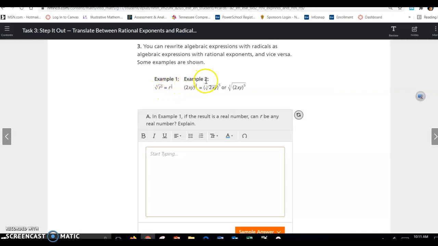All right, and then there's example 2. We've got in parentheses 2xy all raised to the 5/3 power. It says in example 1, if the result is a real number, can r be any real number? Explain. So here r is under the radical, and this is an even index. So remember, we cannot have a negative number r. So we're going to say no, r cannot be negative.